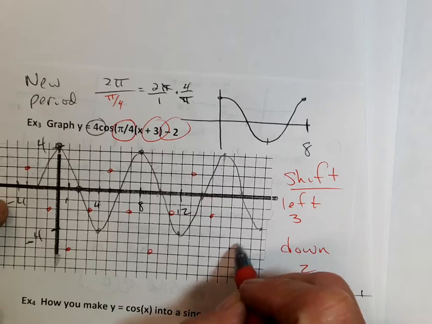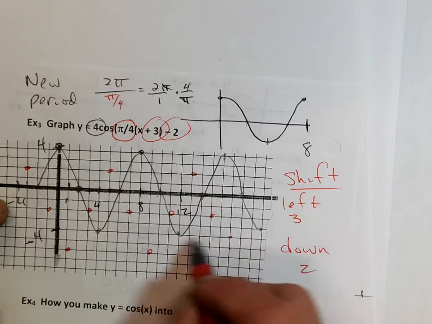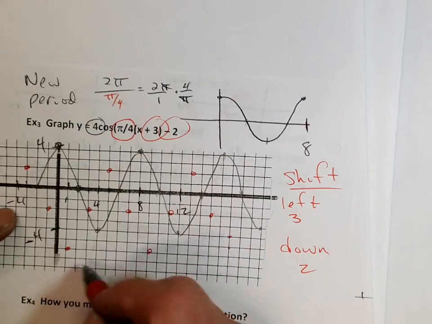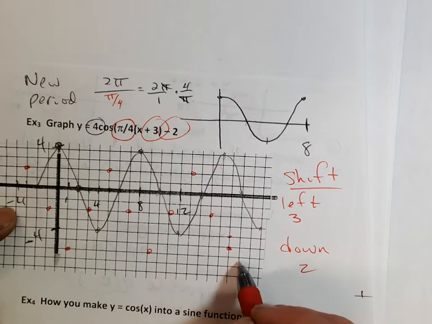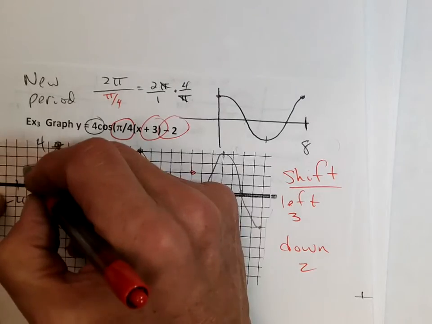And it should look something like this. 1, 2, 3, 2, 3, 2. There we go. Am I off? No, I'm off here. Okay, there we go. And it should look like this.